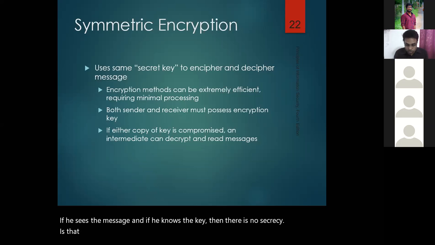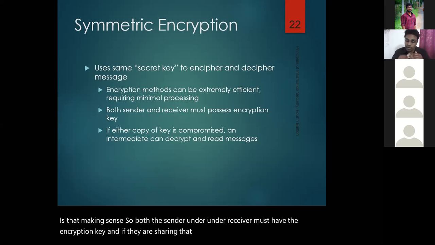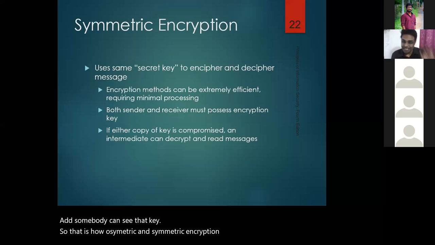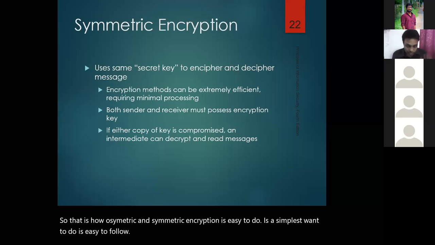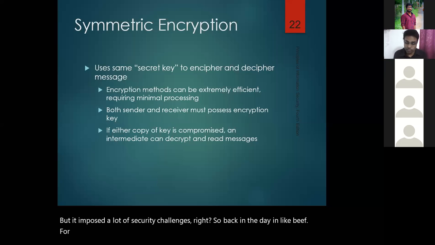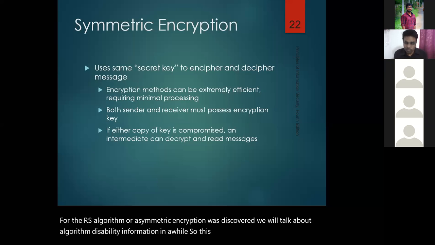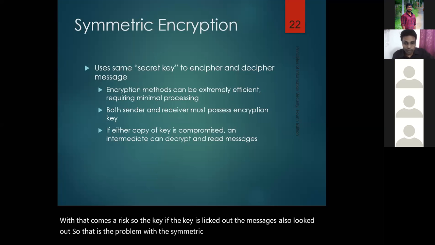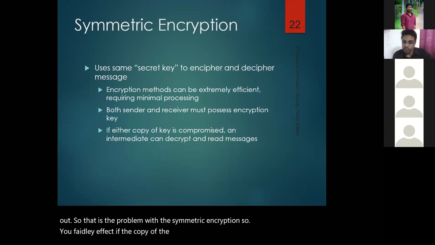Is that making sense? Both the sender and the receiver must have the encryption key, and if they are sharing that key, somebody can see that key. That is how symmetric encryption is easy to do. It is the simplest one to do and easy to follow, but it posed a lot of security challenges. Back in the day, before the RSA algorithm or asymmetric encryption was discovered, we will talk about RSA and asymmetric encryption in a while, this was the most security we could provide with the technology that we had, and with that comes the risk. If the key is leaked out, the message is also leaked out. That is the problem with symmetric encryption. If the copy of the key is compromised, then we don't have security.